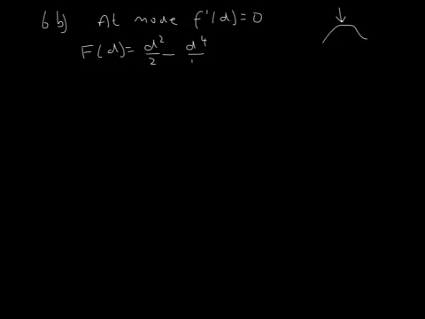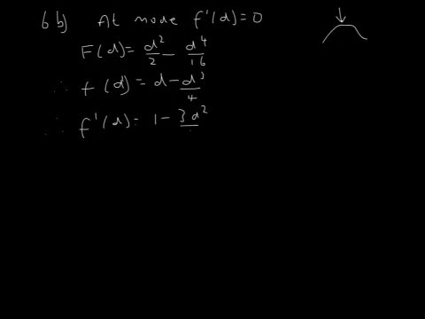So in question 6, part B, we know that at the mode, f dashed of d is 0. That is the highest point, the gradient at the highest point is 0. Now we know that f of d is d squared over 2 minus d to the fourth over 16. So f of d, differentiate, we get d minus d cubed over 4. So f dash d is 1 minus 3d squared over 4.